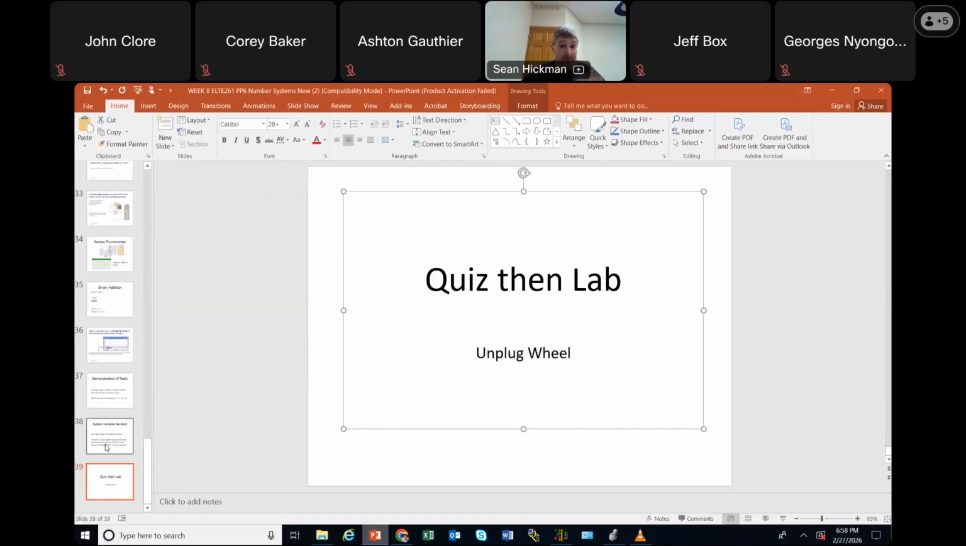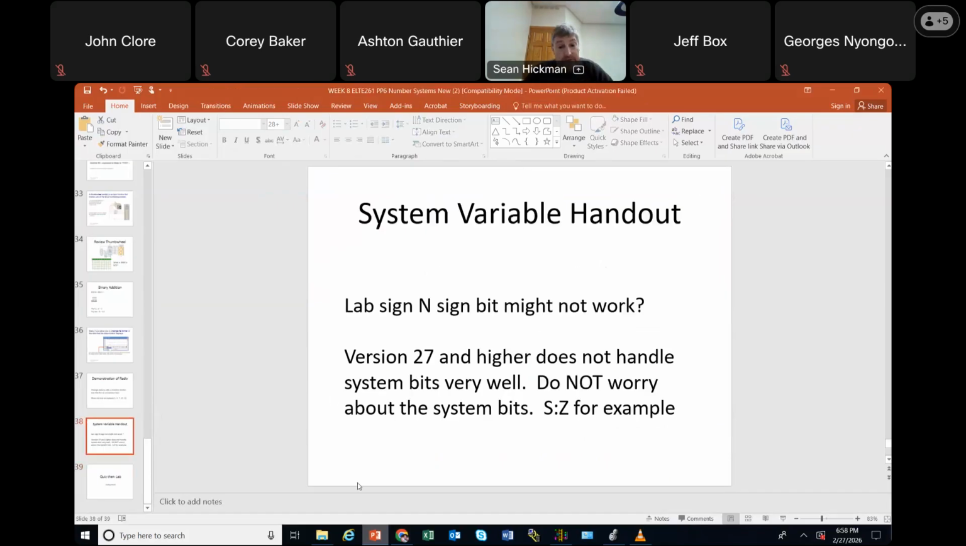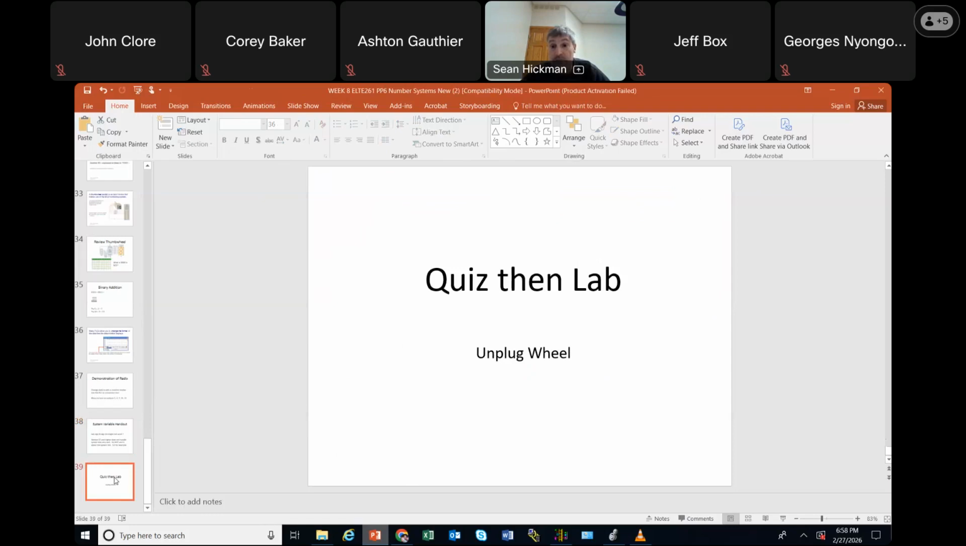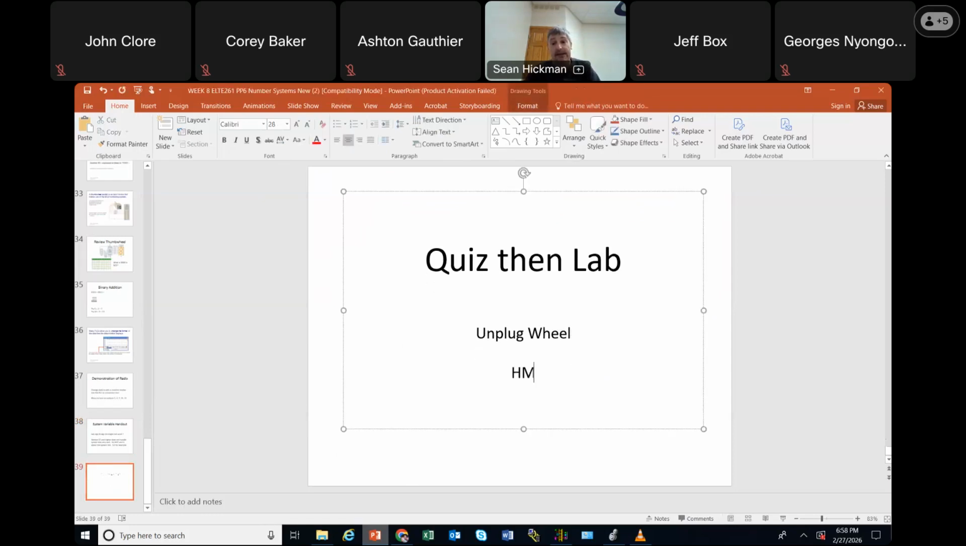All right. So no system variables. Take a look at the lab. Hopefully it goes right. And then the other thing I want to remind you on this, superior technology. I know, right? The HMI deals directly with DINTs. Okay. The HMI is sweet.